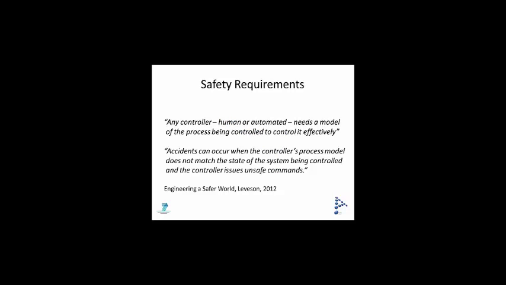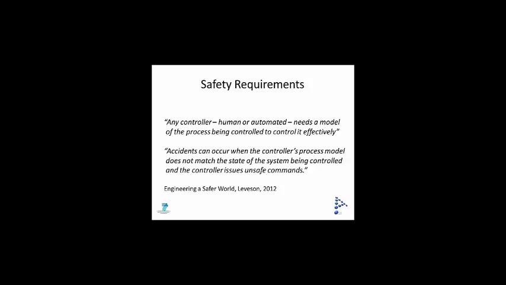So effectively what we're talking about is safety requirements, but this doesn't apply just in safety critical areas. Any high consequence system, any controller, human or automated, needs a model of the process being controlled to control it effectively. I think it's a very nice, simple statement. So we're going to design a controller, but we're going to actually put a model of the system into that controller. So we'll be able to detect faults. We'll be able to detect when bad things happen.